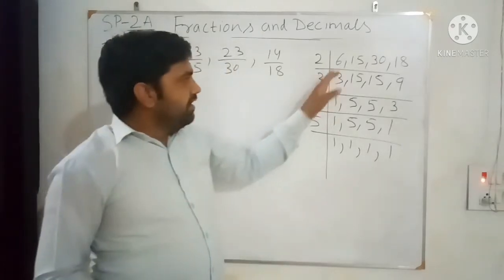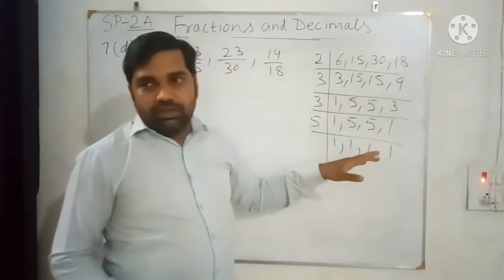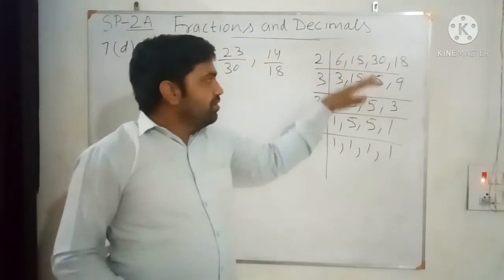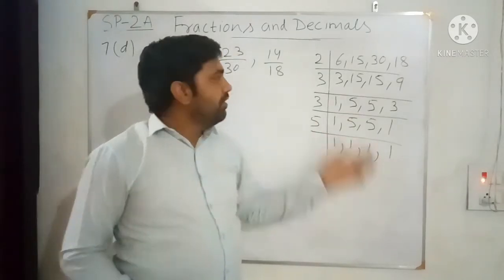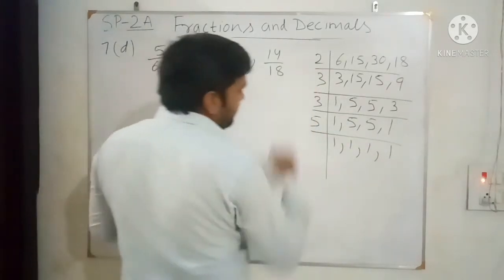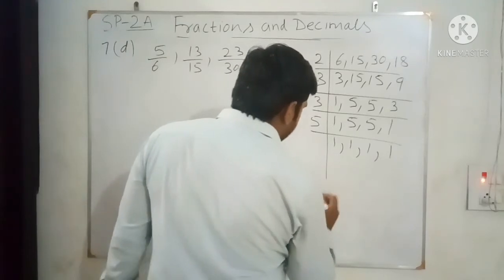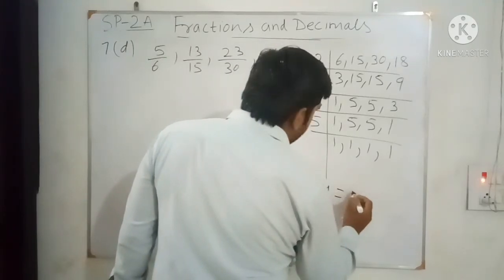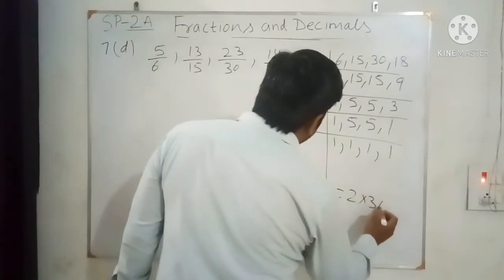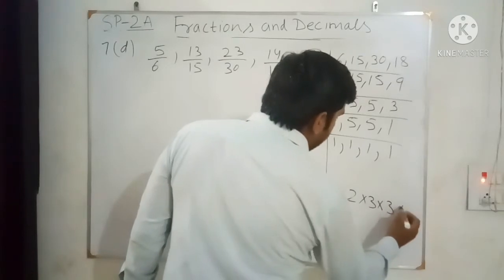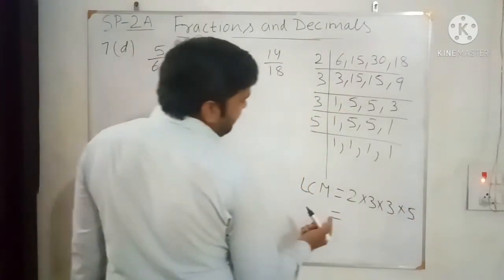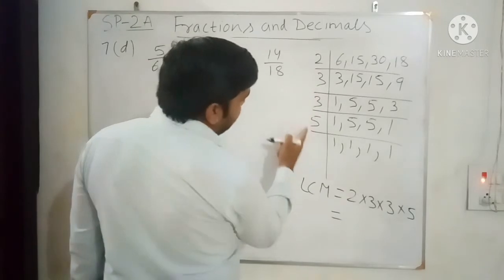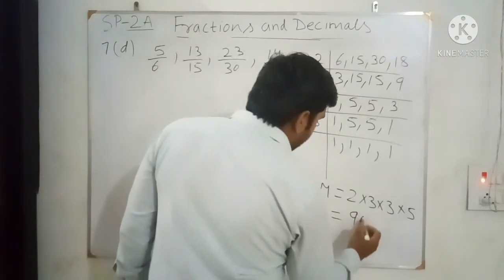So we divide all the numbers for which we want to find the LCM till their quotients become 1. Okay. Now the LCM will be their product. The LCM is 2 multiply 3 multiply 3 multiply 5. So when you multiply these numbers, what do you get? 2 3s are 6, 6 3s are 18, 18 5s are 90. So the LCM is 90.